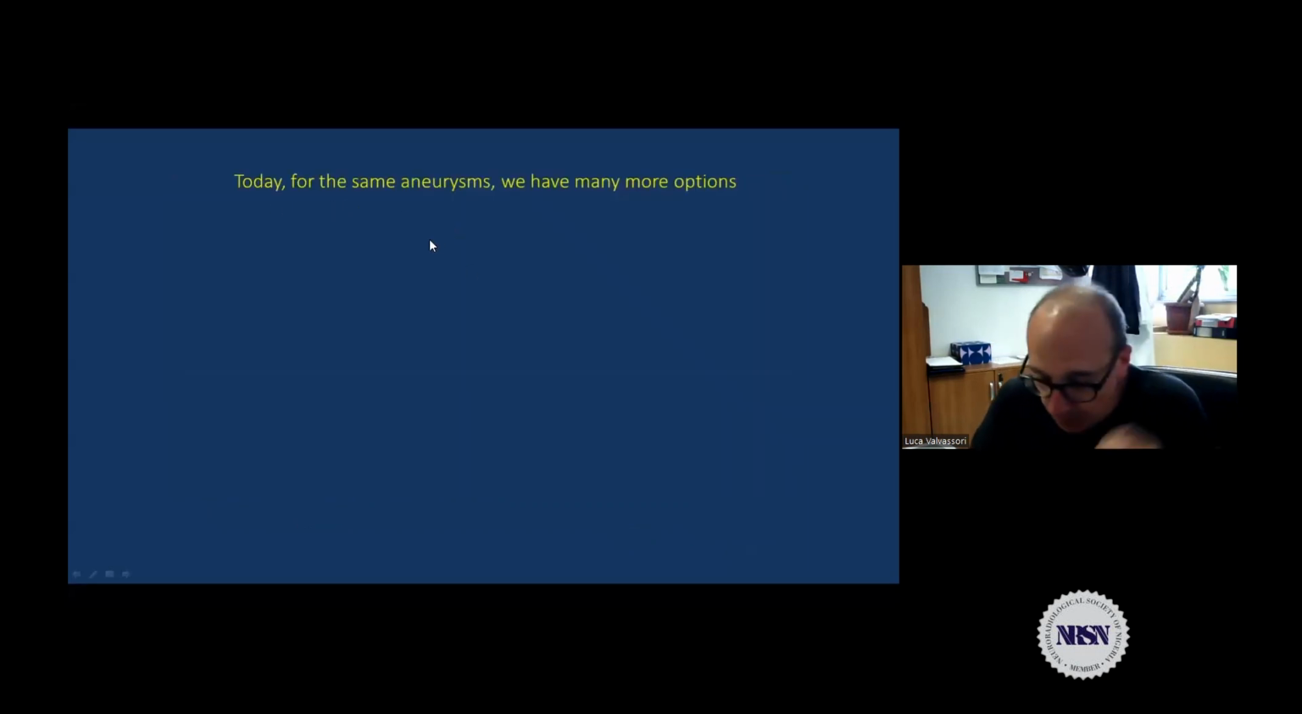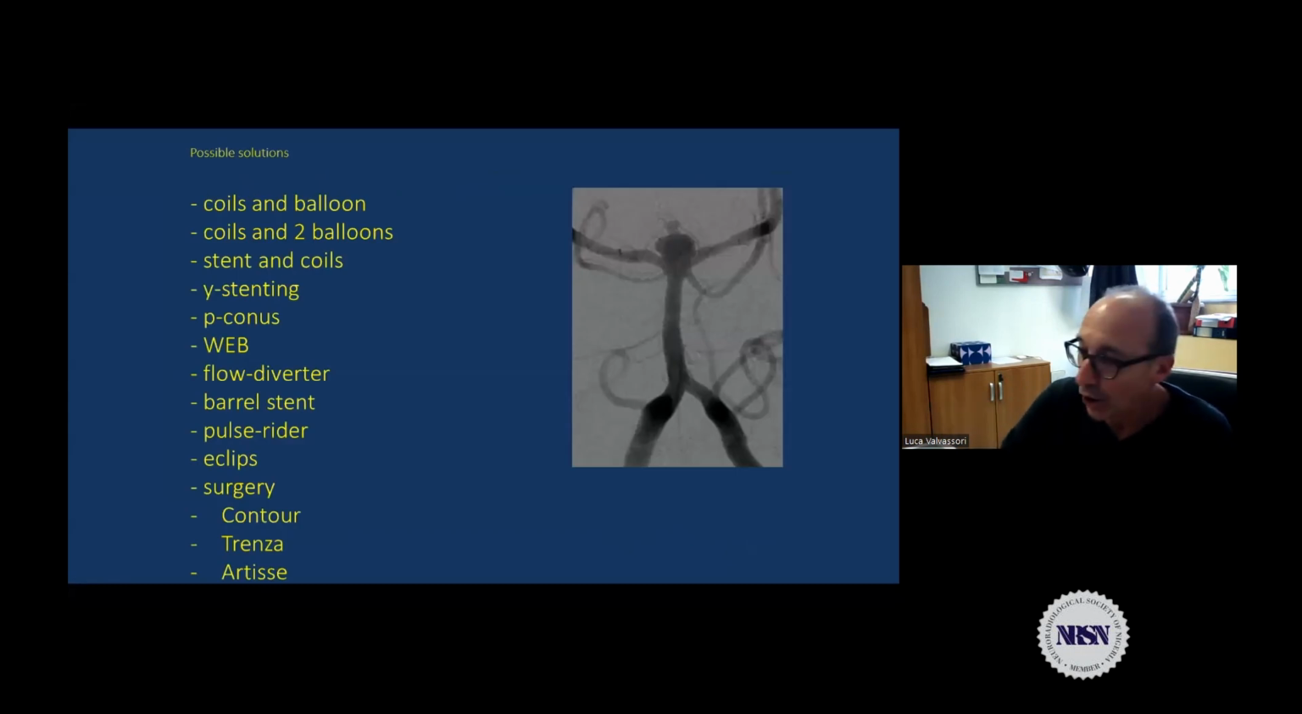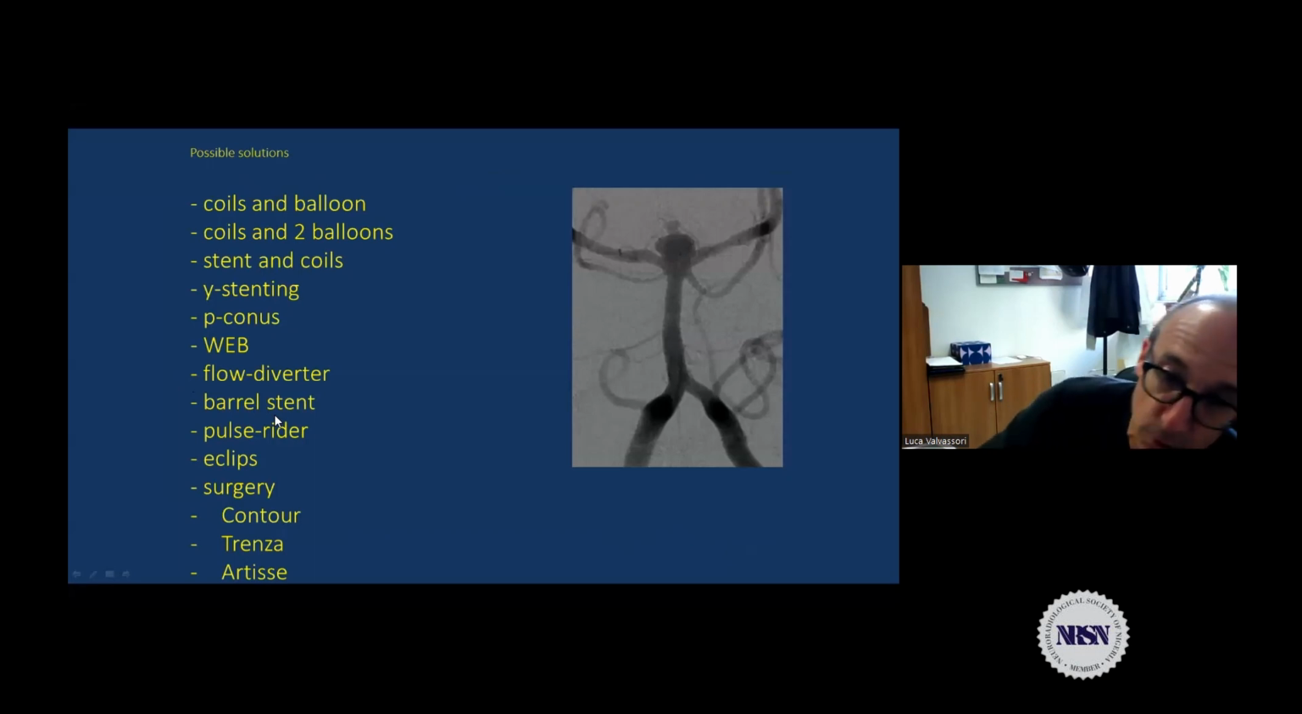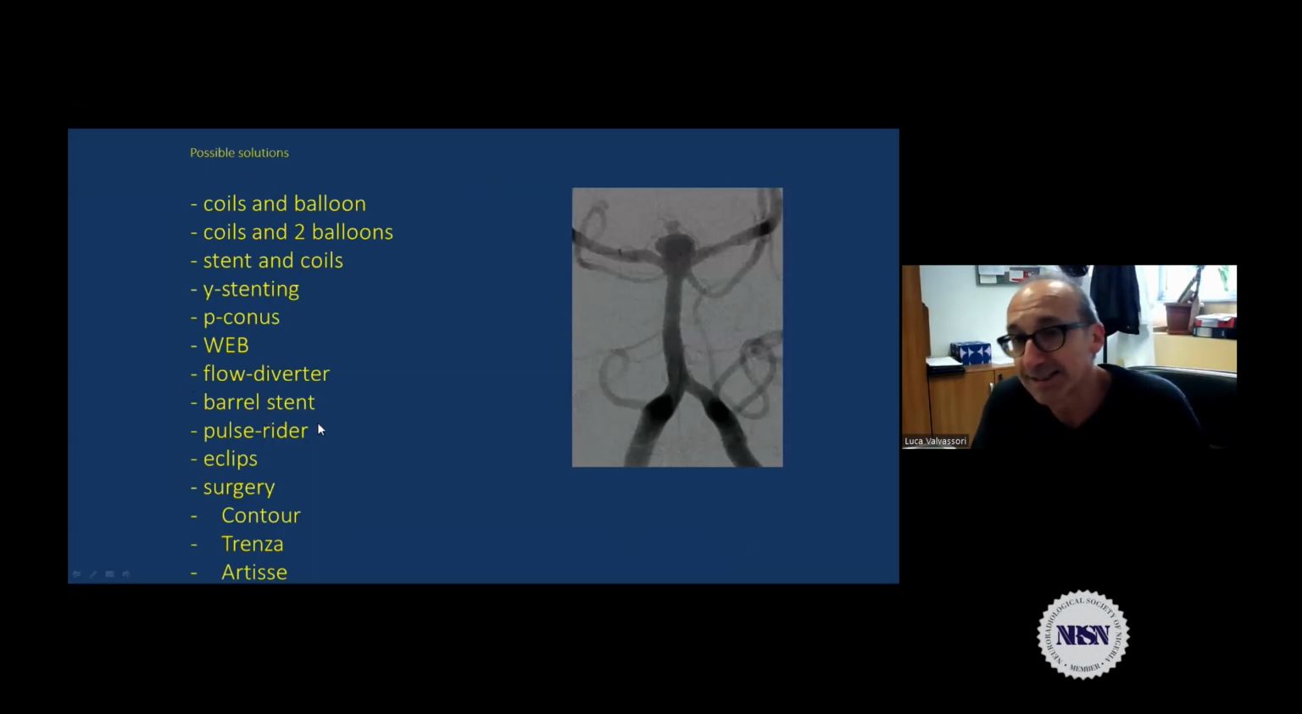But as I said, the evolution has been incredible. So today, for the same aneurysm, we have a lot of options. These are all the tools that we have on our shelves now. Some of them are very popular. Some have been forgotten over the years. And these solutions are honestly too many.